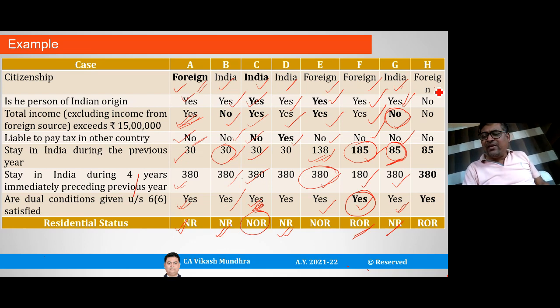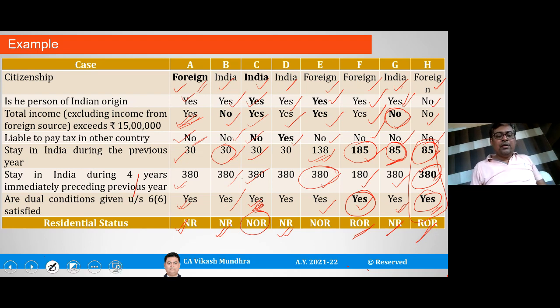Last one. Foreign, is a person of Indian origin, no. Total income exceeds, no. Liable to pay tax in any other country, no. Stay in India during the previous year 85 days, last 4 years 380 days. Dual condition satisfied, yes. 60 plus 365 plus 6(6). Residential status is resident and ordinary resident. Any question?